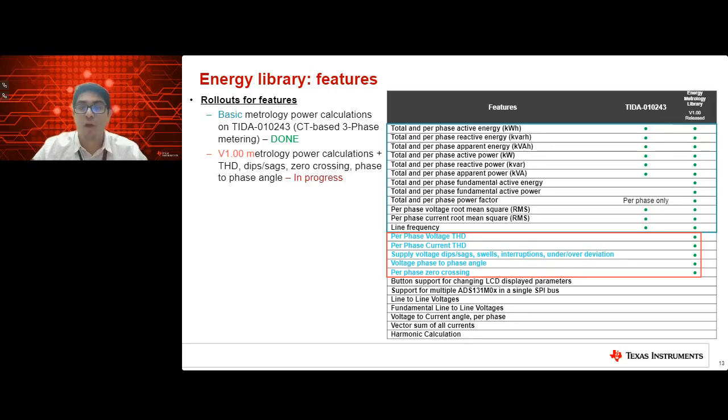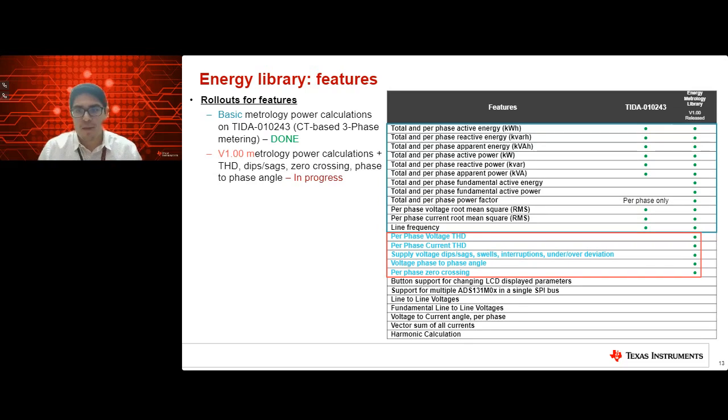But we're looking on to trying to add some of these other features here: the per phase total harmonic distortion for voltage and for current, supply voltage dips and sags, swells, interruptions, under and over deviation, voltage phase-to-phase angle, and per phase zero crossing. So these are features that we're currently working on implementing into the energy library and will be showing up pretty soon.